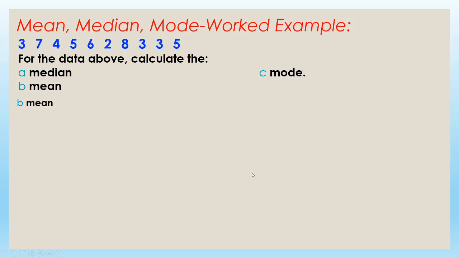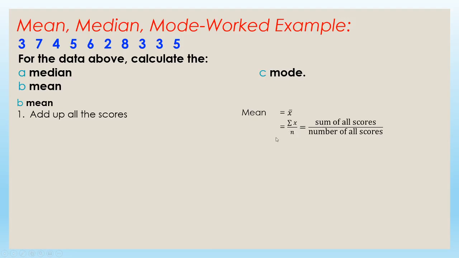Next one, mean. We do the same thing. We add up the scores. Now we actually use this symbol to represent mean, an x with a line above it. That basically means mean, or average. It's a quicker way of writing it. So we have the sum of x over n, the sum of all the scores divided by the number of scores. We already know that there's 10 scores. We add up all those numbers, and we get 46 over 10, or 4.6. And that's it.